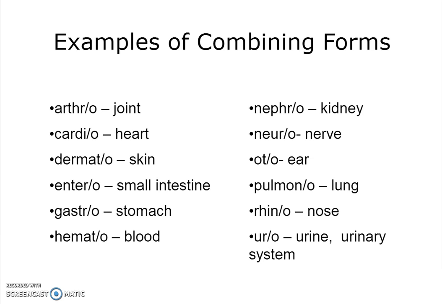Examples of word roots and their combining vowel are illustrated here: arthr/o, joint; cardi/o, heart; dermat/o, skin; enter/o, small intestine; gastr/o, stomach; hemat/o, blood; nephr/o, kidney; neur/o, nerve; ot/o, ear; pulmon/o, lung; rhin/o, nose; ur/o, urine or urinary system.